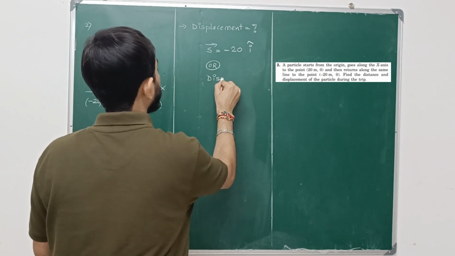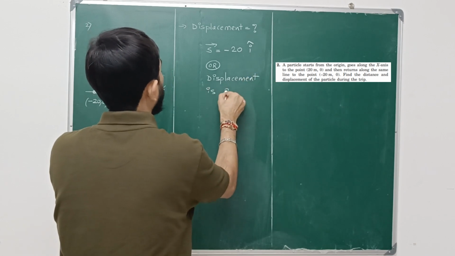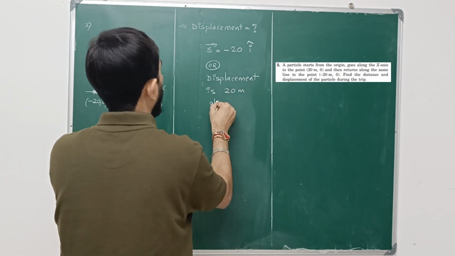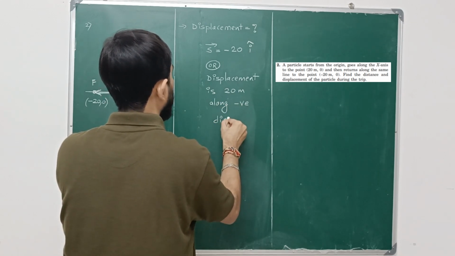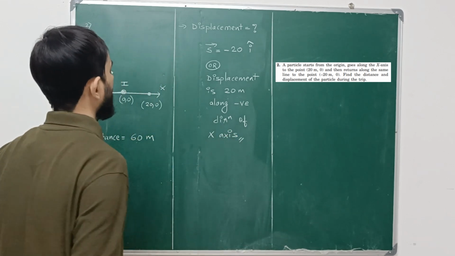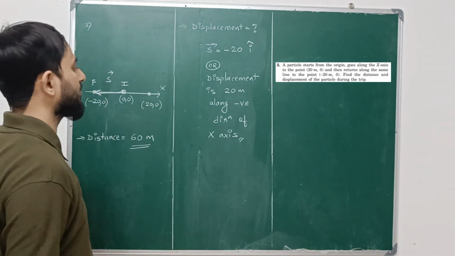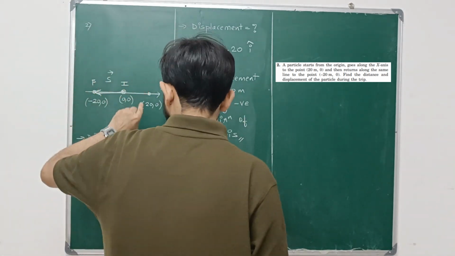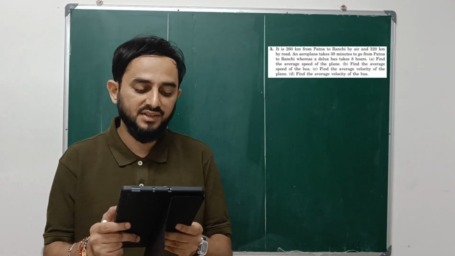Displacement is 20 meter along, what is the direction, sir? Negative direction of x axis. This is also correct, right, beta? So the required distance is 60 meter and displacement is 20 meter along negative direction of x-axis. Simple. Let's discuss question number 3.